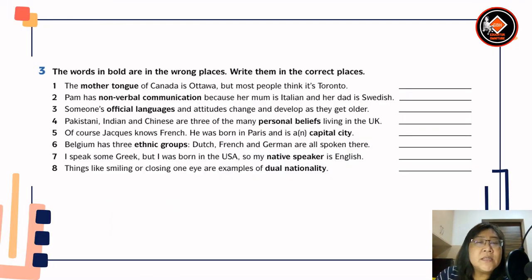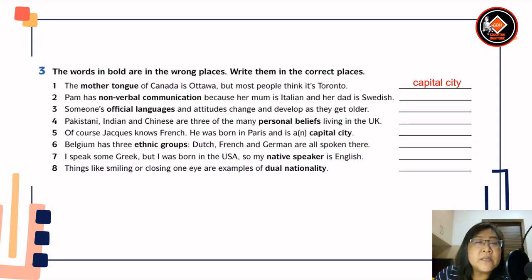Dear students, the words in bold are in the wrong places. So you have 8 words here. Write them in the correct places. So we have words like mother tongue, non-verbal communication, official languages, personal beliefs, capital city, ethnic groups, native speaker, and dual nationality. Let's look at the first sentence. The mother tongue of Canada is Ottawa, but most people think it's Toronto. So answer is capital city.